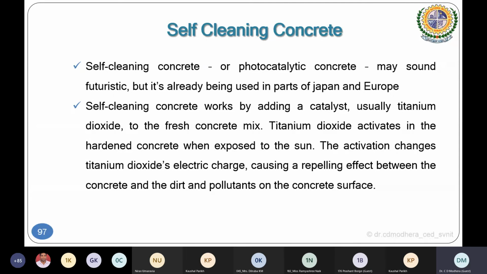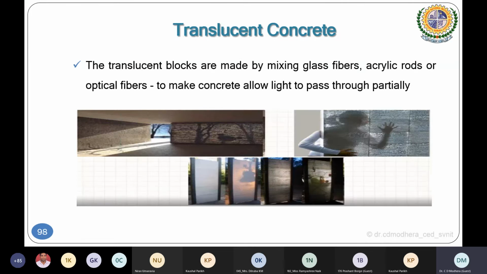Self cleaning concrete is again something people are working on nowadays. Basically it is a photocatalytic concrete, and it may sound futuristic, but it's already being used in parts of Japan and Europe. Self cleaning works by adding a catalyst, usually titanium dioxide, to the fresh concrete mix. Titanium dioxide activates in the hardened concrete when exposed to the sun. The activation changes titanium dioxide's electric charges, causing a repelling effect. Here what happens is a repelling effect between the concrete and the dirt and pollutants on the concrete surface. So if you use this kind of concrete on a surface, it gets cleaned directly.